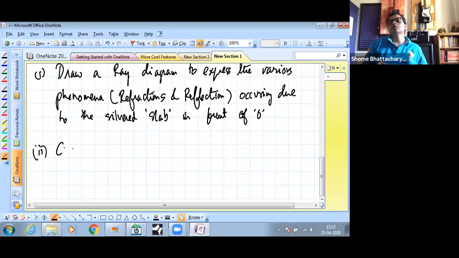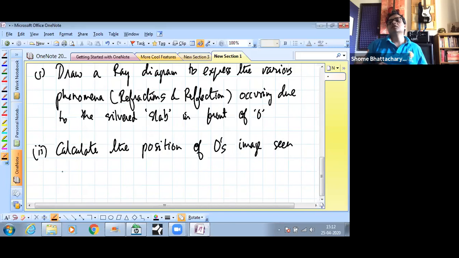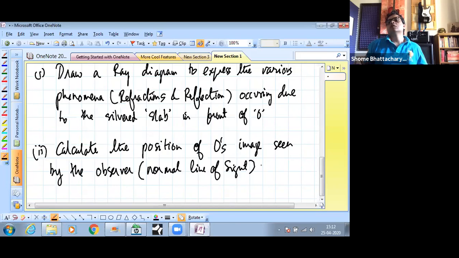Now we have to calculate the position of O's image seen by the observer who has a normal line of sight. With respect to O, that is from the actual object, he sees an image somewhere behind. So we have to find the position of that image with respect to the original object O only, as seen by this particular observer.